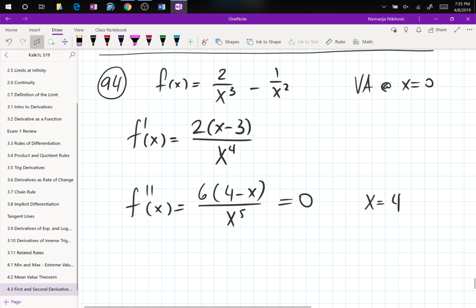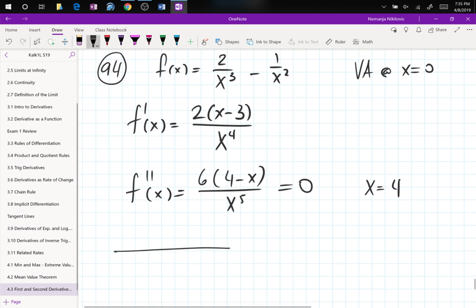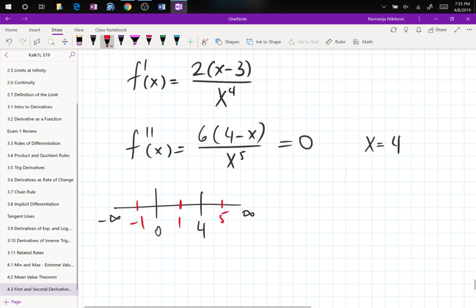Yeah, but we only work on the second derivative now. Yes, you're right. There is a critical point, so there will be a min or a max at 3, yes. So now my partition is at 0 and 4, negative infinity to positive infinity, critical points negative 1, positive 1, and let's say 5.